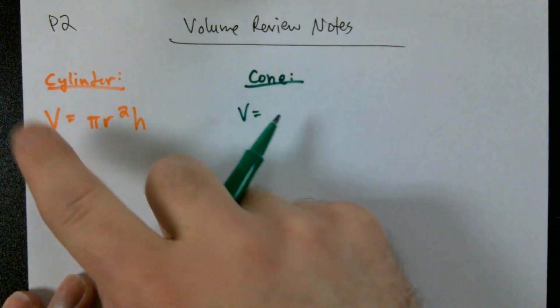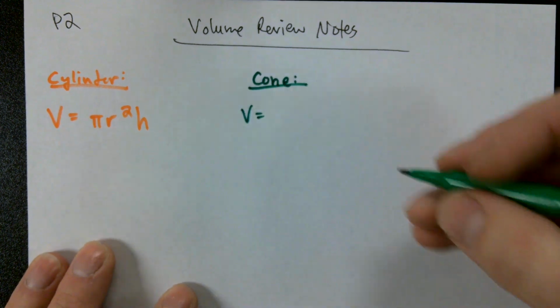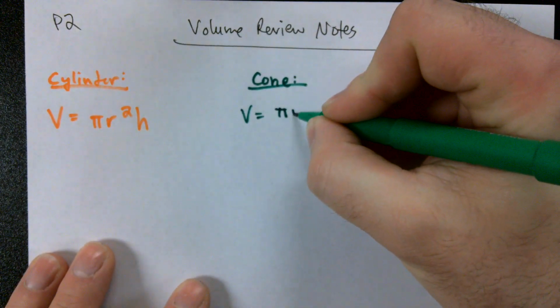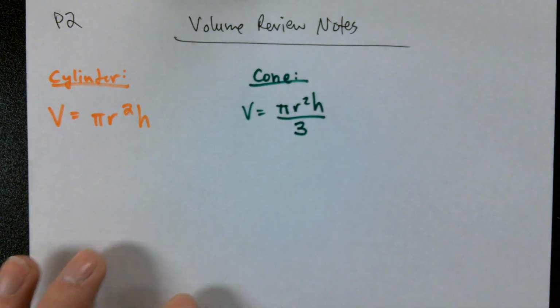So this is the volume of a cylinder. V is equal to pi r squared h. The formula for the volume of a cone is V is equal to pi r squared h over 3.